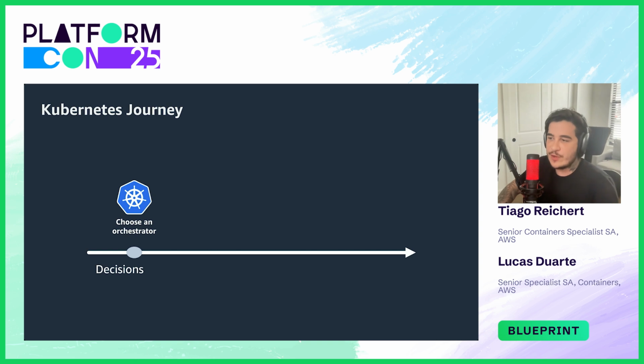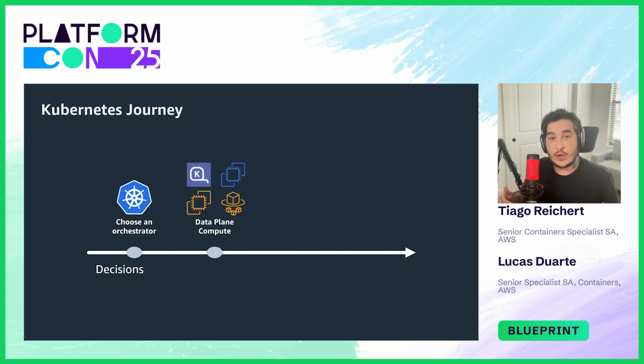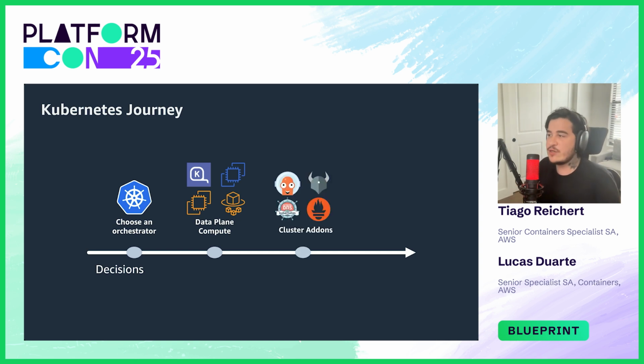You pick your orchestrator, in this case Kubernetes, then of course you launch your data plane, the compute capacity where you're gonna actually deploy the applications. If you're talking about AWS, we can use Amazon Managed Node Groups or even Karpenter for a more application scaling first mechanism.